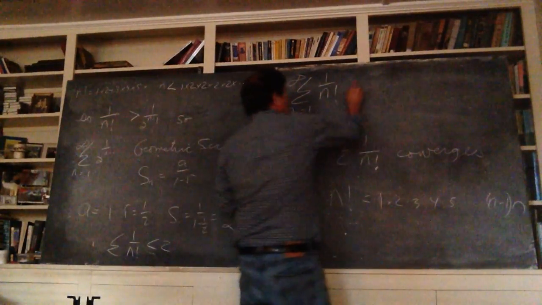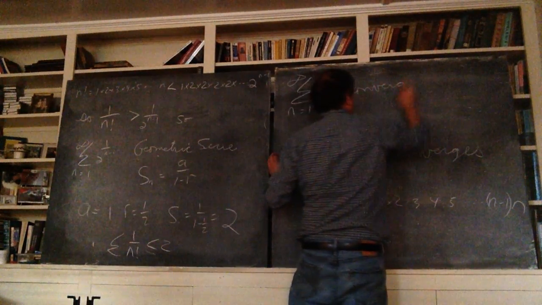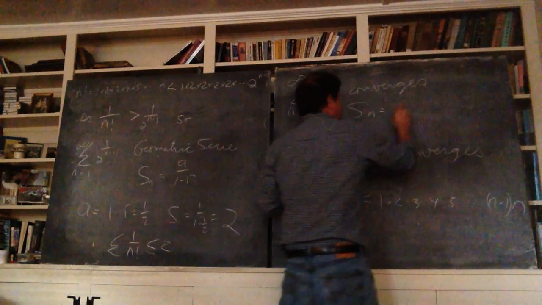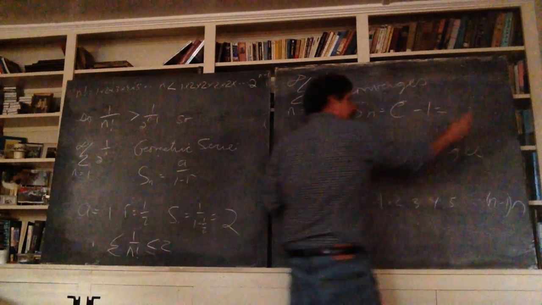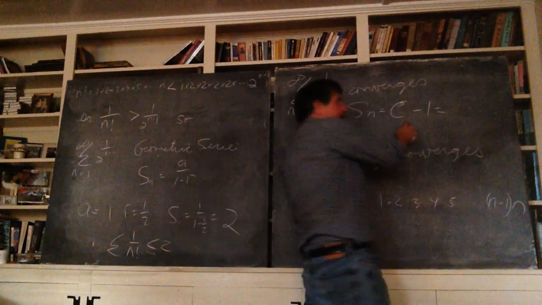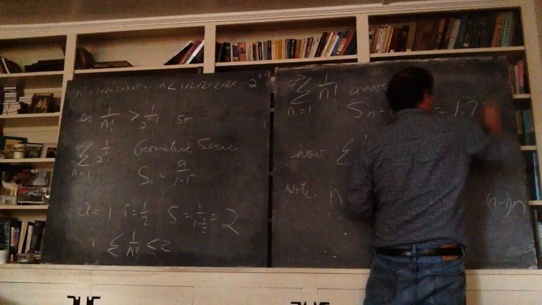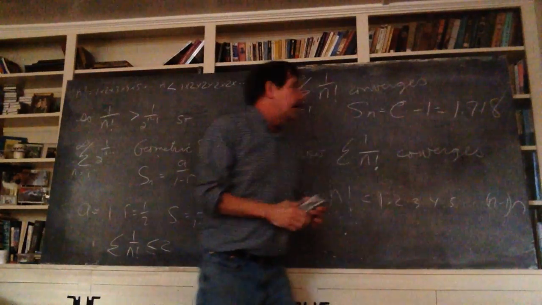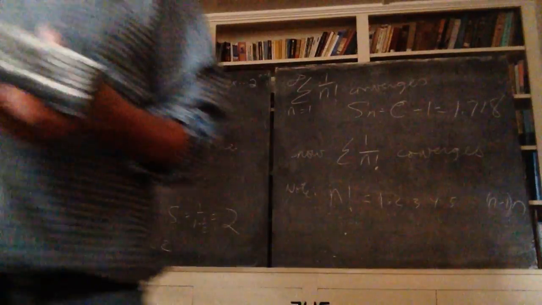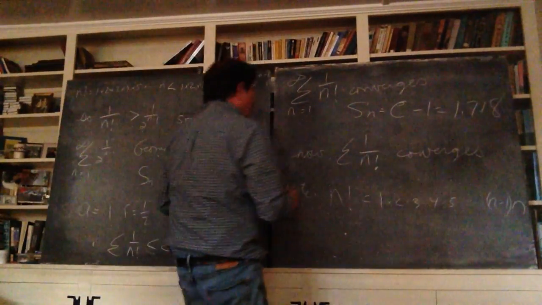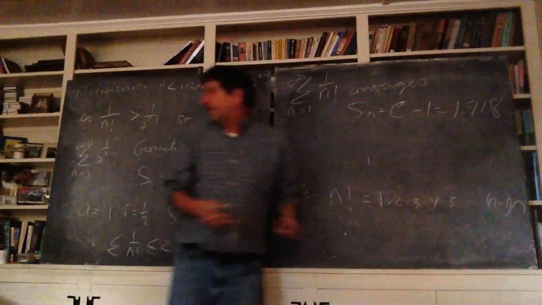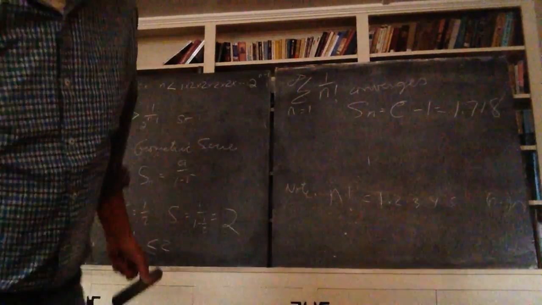It converges, and we're going to show that the sum is actually e minus 1, which is 2.718 minus 1, which is 1.718. And that's the stuff that's going to happen as we continue our study of infinite series. Let's stop there.